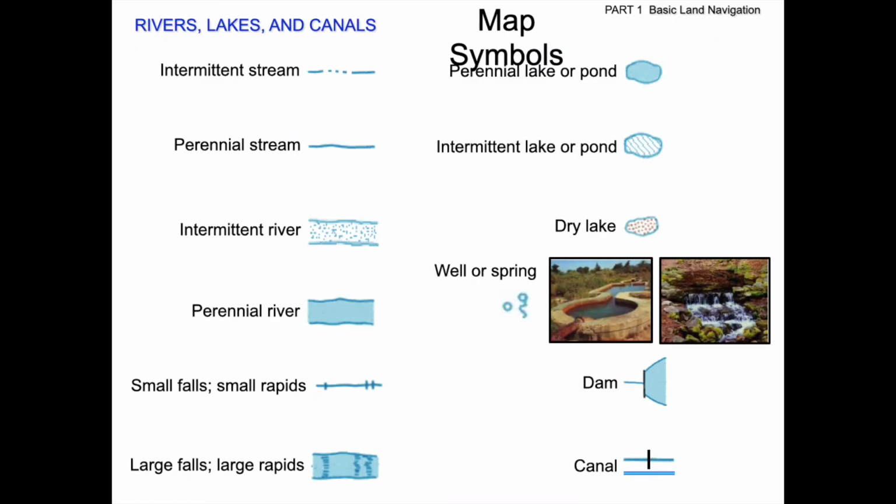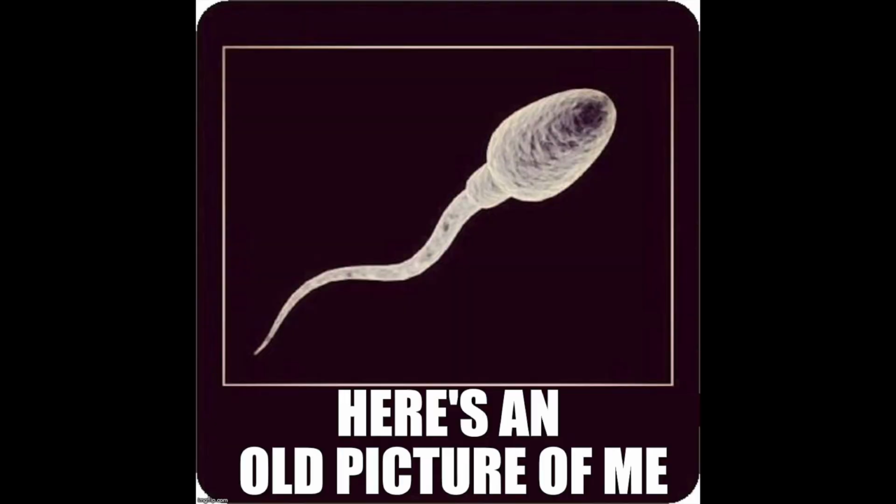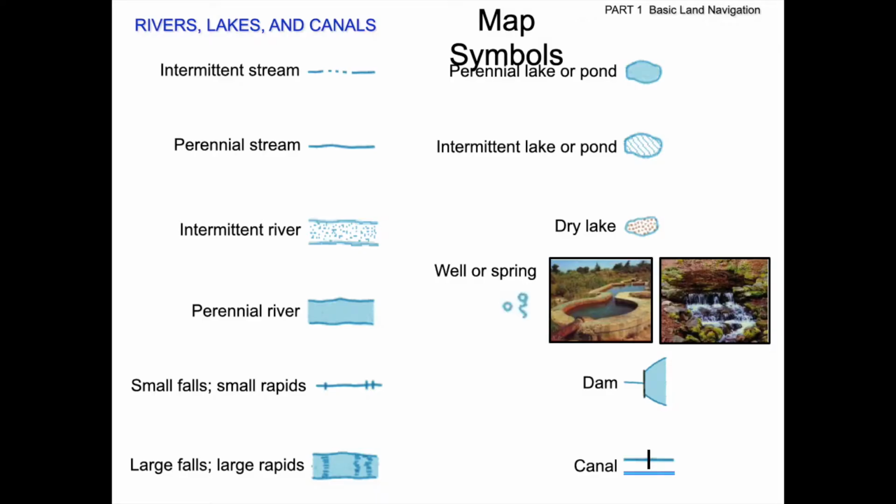Next, you've got rivers, lakes, and canals, all the blue on the map. Got your intermittent stream. You got your perennial stream, intermittent river, perennial river, small falls, small rapids, large falls, real scary ones, large rapids, perennial lake or pond, intermittent lake or pond, i.e. never there, if you weren't catching what the intermittent means. So don't plan a route based on an intermittent pond. It's definitely not going to be there when you count on it. There's a dry lake and a well or spring, not a sperm. Then you've got your dam and canals.